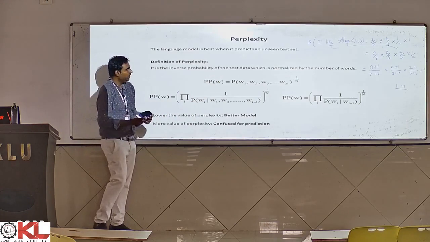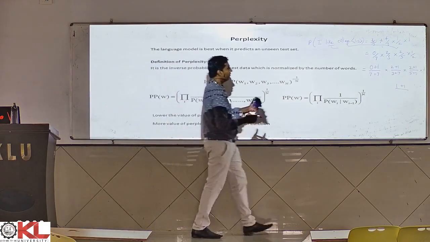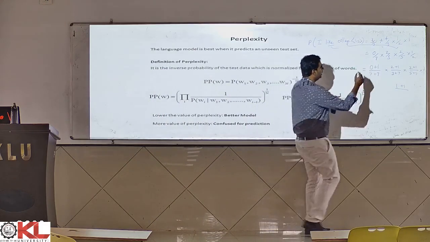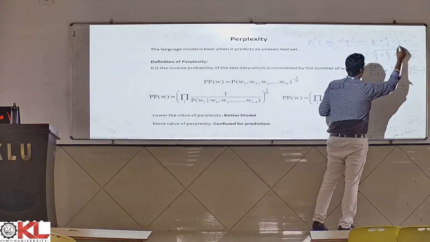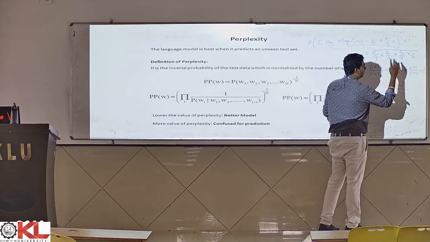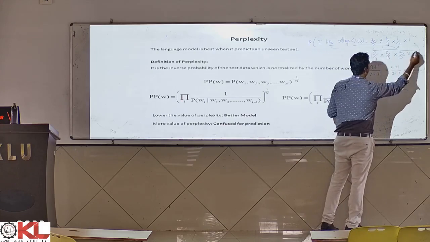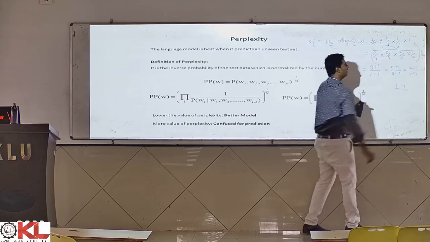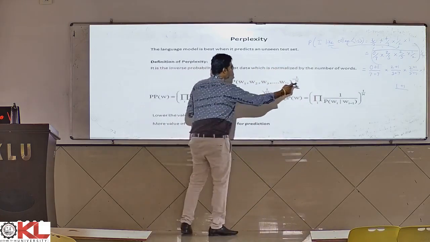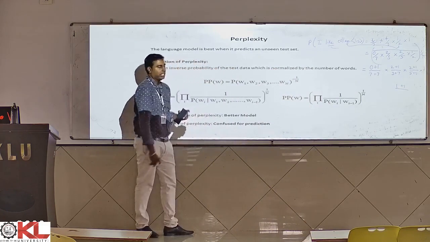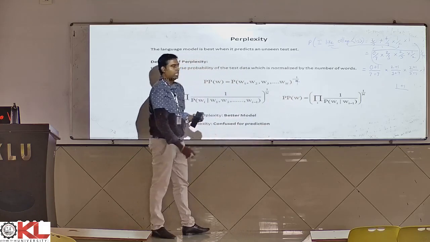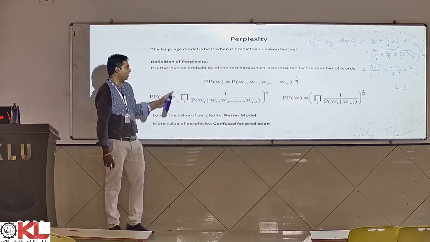So if you want to find the probability of this particular case, take the inverse of this particular one. How many individual probabilities are there? 4. So take 1 by 4, that gives the particular result. That's what it mentions, 1 by n. So if there are 4 terms, give it here 4, and that gives the value of perplexity.